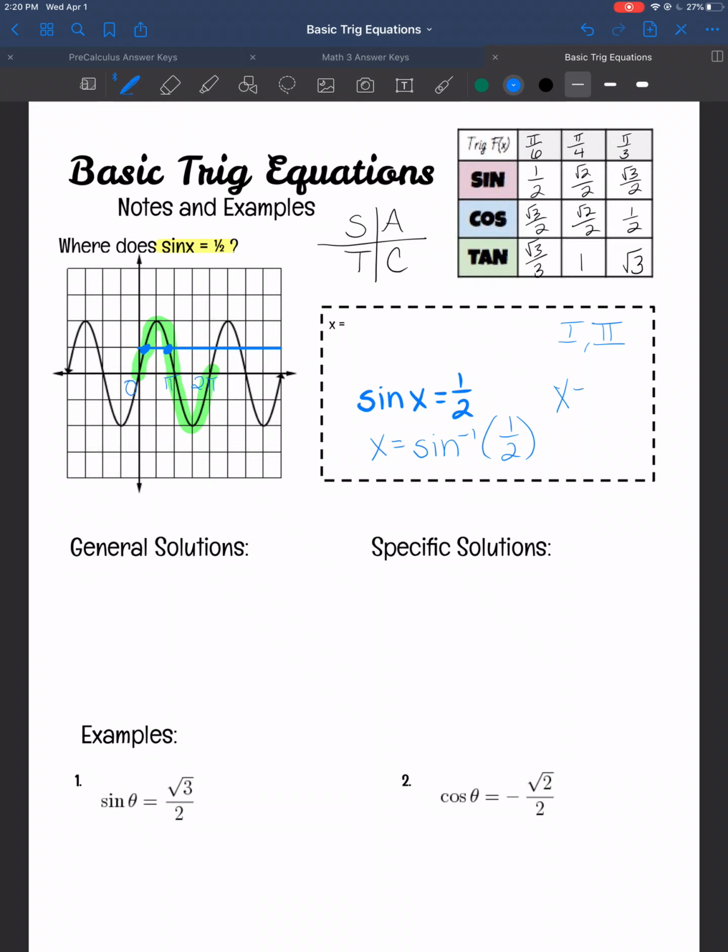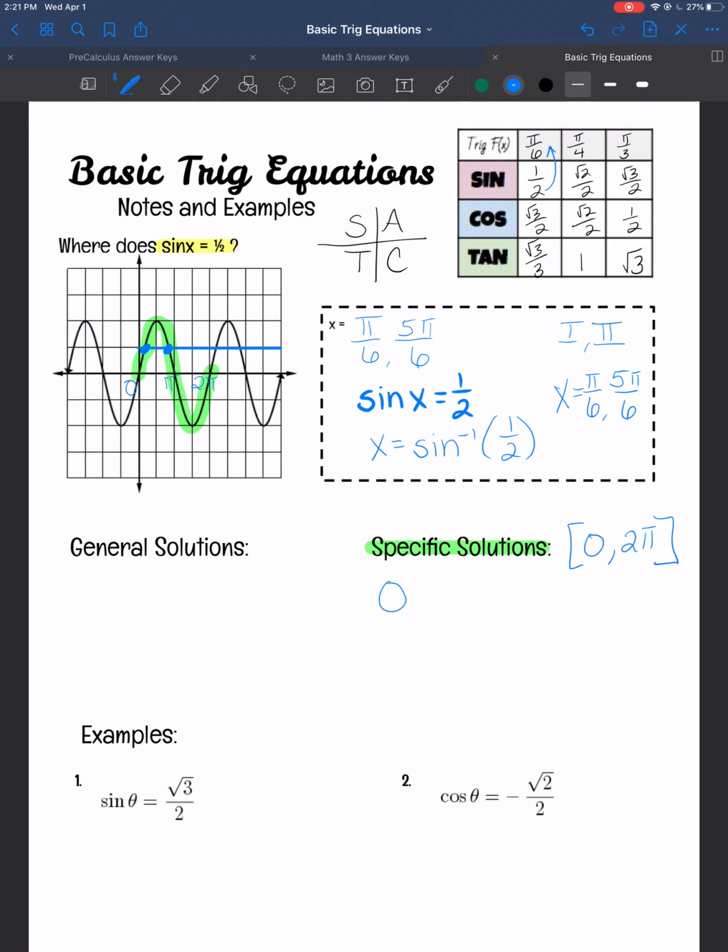So now I'm going to use inverse trig. Go to your chart, look at sine, what angle is sine equal to a half, and that would be at pi/6. The first quadrant answer, and then the second quadrant angle for pi/6 is 5pi/6. So that's my second answer. So those are my two x values, pi/6 and 5pi/6. Now those are what are called specific solutions, and that's referring to solutions within a specific domain. The domain we're always going to be using is from 0 to 2 pi.